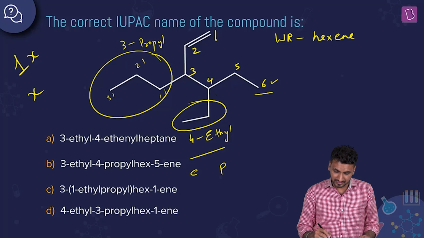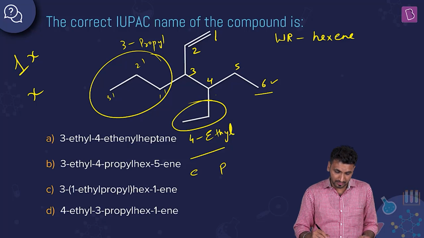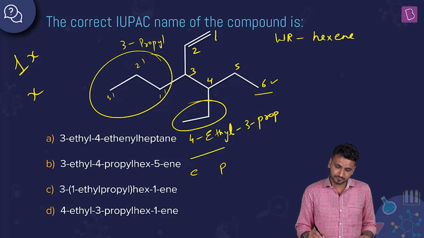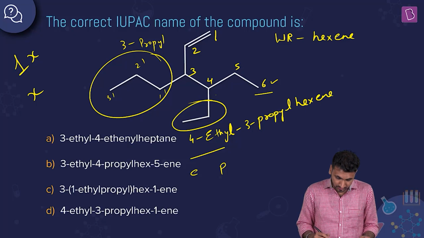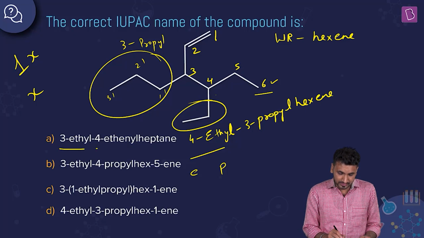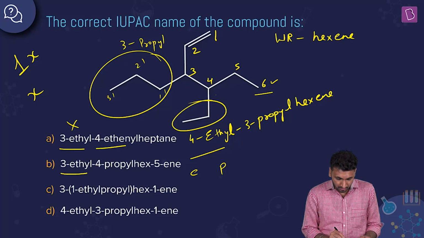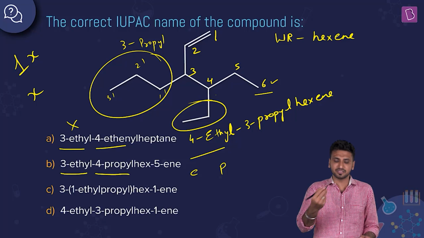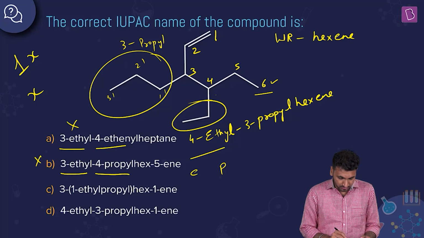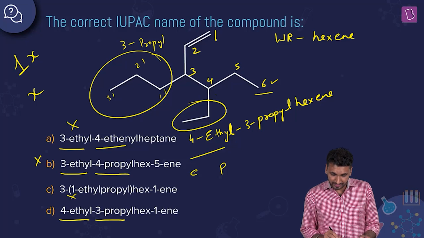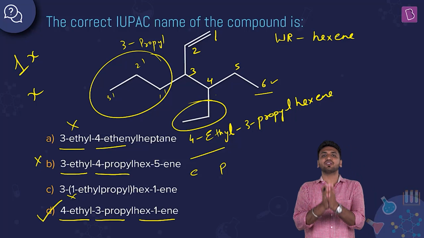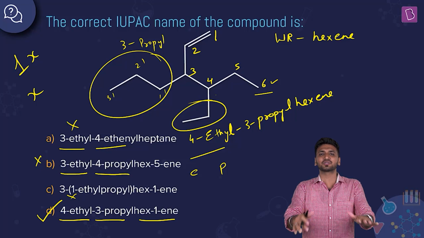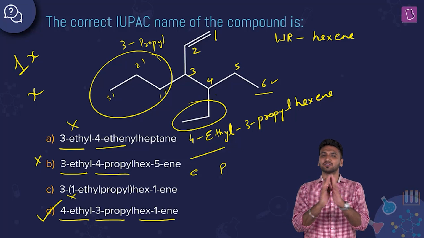And E comes before P. That is why the name of the compound is going to be 4-ethyl-3-propyl hex-1-ene or hexene, right? So let's match with the options. 3-ethyl 4-ethynyl. No, no, no. 3-ethyl 4-propyl. This is the reverse. 4-ethyl 3-propyl. Incorrect. 4-ethyl 3-propyl hex-1-ene. Perfect. Absolutely matching with option D. D for Delhi, D for Dehradun is the right answer to this question. And with that, we close this question. Thank you.